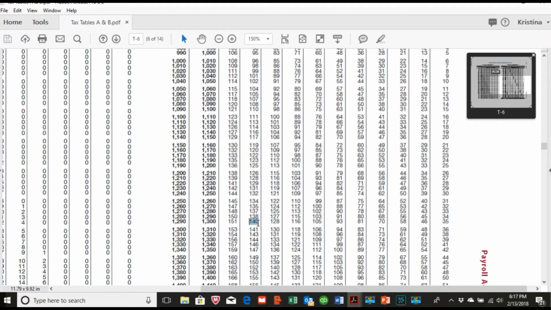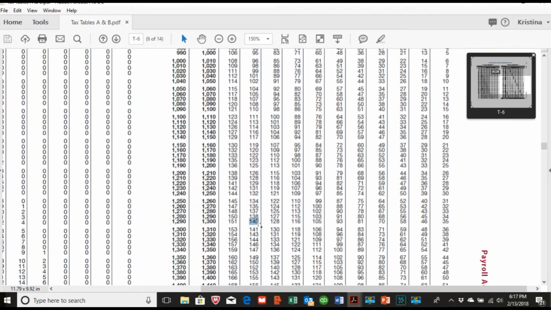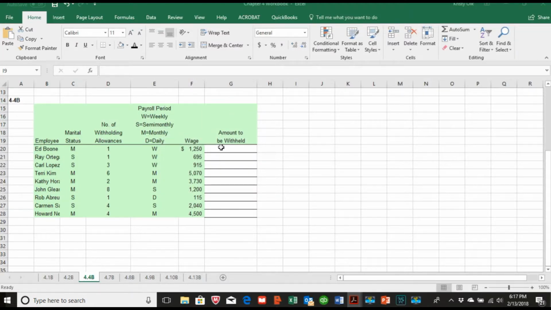So we would withhold married weekly 1. Why, I don't know why I said $12.90. It's $12.50. It's $134 that we're going to withhold. So through this entire exercise, we can actually just follow these wage bracket methods.